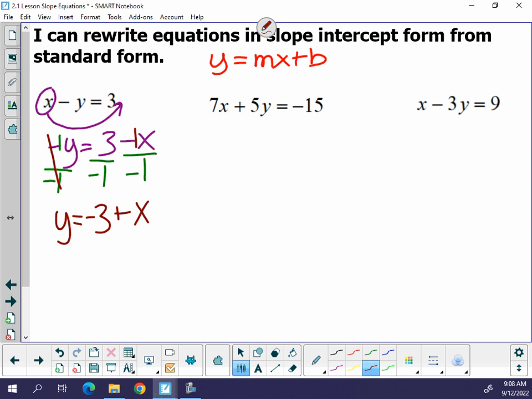And so now I have this form where y is all by itself. I can go find the number in front of x. Right now it doesn't look like there's a number there. That means that number is 1. And so my slope is 1.